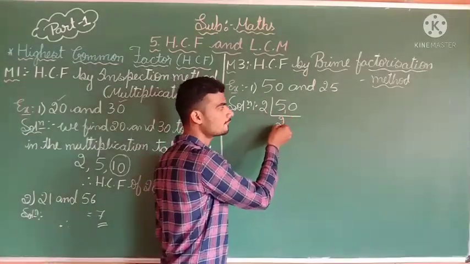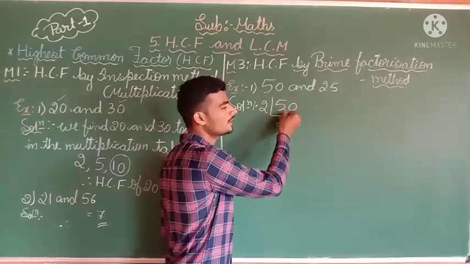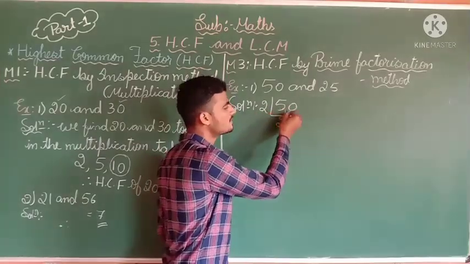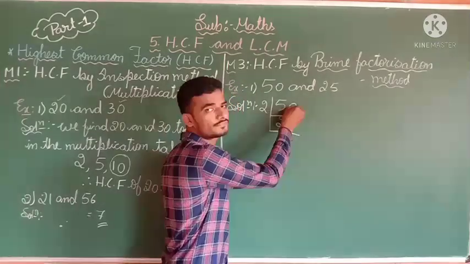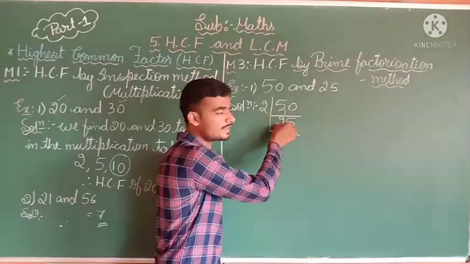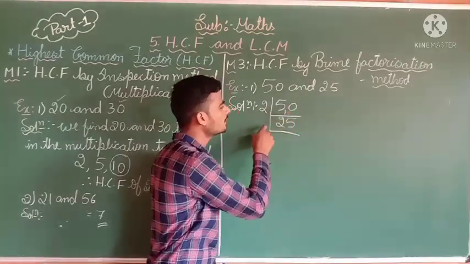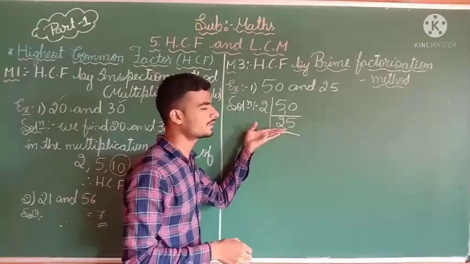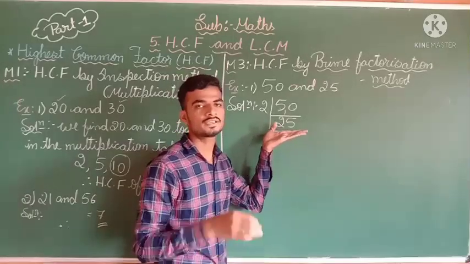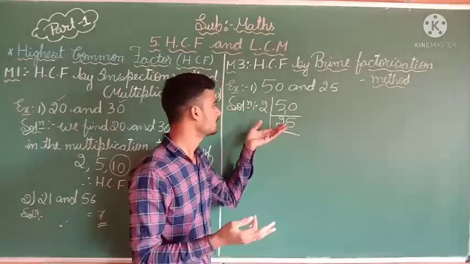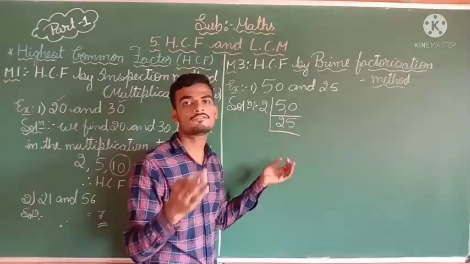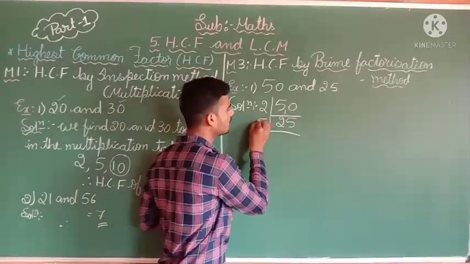2 2s are 4. 1 remains here. Then it will become 10. 2 5s are 10. Okay, 2 25s are 50. Then in the 2 table will you get 25? No, you will not get 25. In the 3 table also you will not get 25. Then 4, no. Then 5. In the 5 table you will get 25.